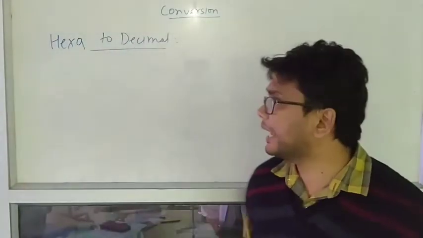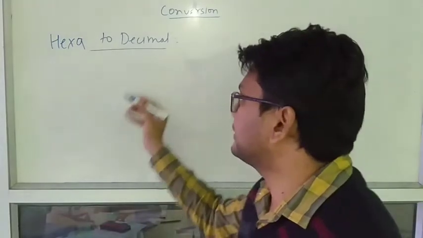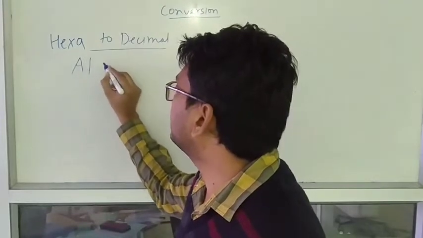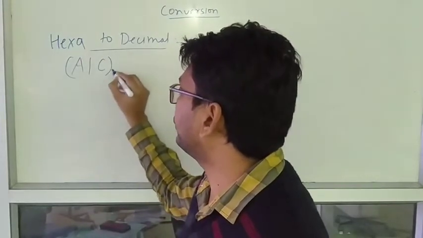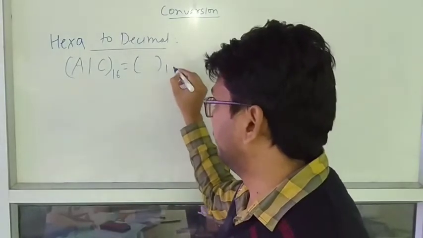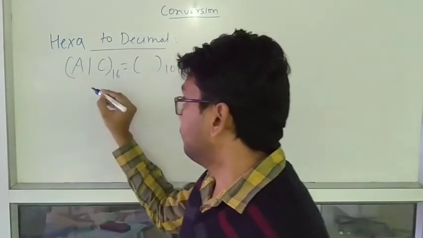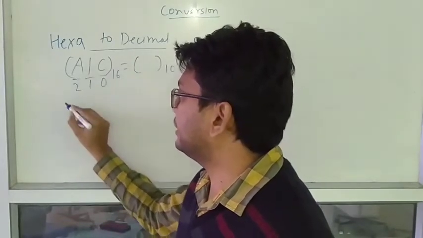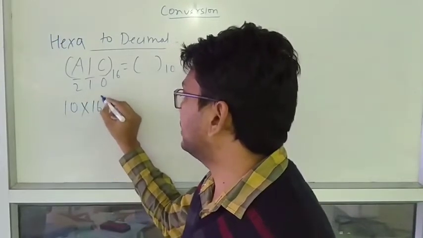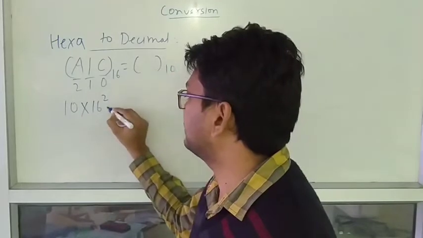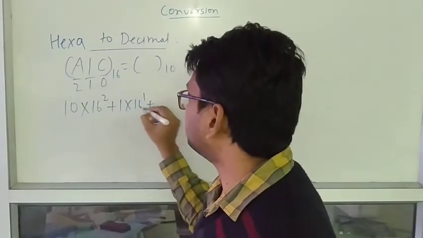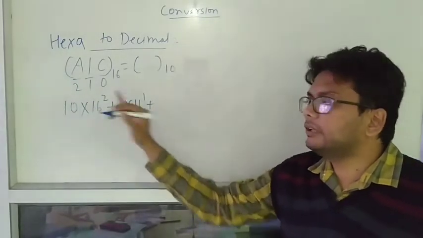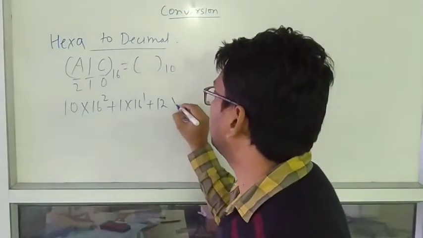Now if we convert a hexadecimal number into a decimal one, suppose we have the number A1C in hexadecimal form. This is position 0, this is position 1, this is position 2. A can be represented as 10 multiplied by 16 to the power 2, the position is over here, base is 16, plus 1 into 16 to the power 1, plus C. C can be represented as 12, so 12 multiplied by 16 to the power 0.